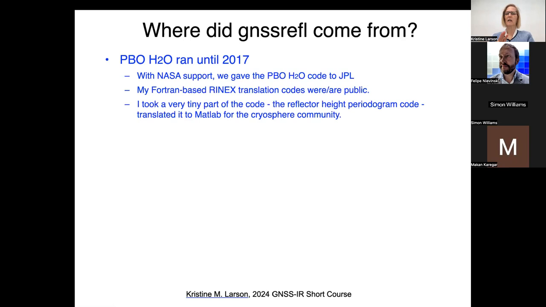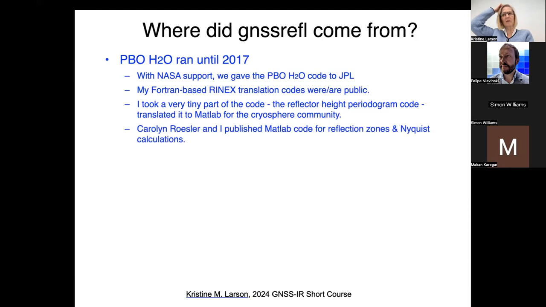I took a tiny bit of the code and ported it to MATLAB that did the periodograms, because I had colleagues, especially in the cryosphere community, that couldn't use the method. They just didn't have the background to do all the GPS part, and it's always easier to give people some code. When we wrote that MATLAB package, we stated this is not for water levels, because we didn't have some of those corrections in it, like the H dot correction. But people ignored that and kept using the code anyway.